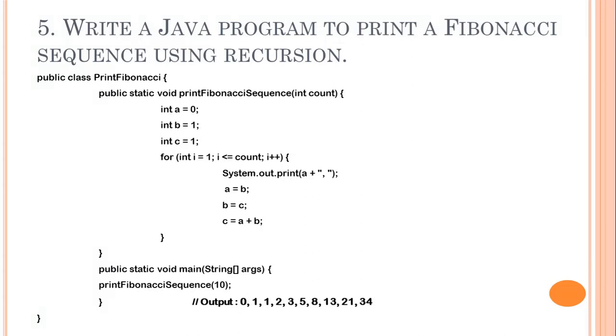This will loop each and every time. When it comes again to the for loop, it will print the a value, which at that time is holding its next value, the b value. Again it comes to the loop, and it is holding the c value. It is a repetitive process, so we will get the output 0 1 1 2 3 5 8. The logic is: 0 plus 1 is 1, 1 plus 1 is 2, 2 plus 1 is 3, 3 plus 5 is 8, 8 plus 5 is 13, 13 plus 8 is 21, 21 plus 13 is 34.